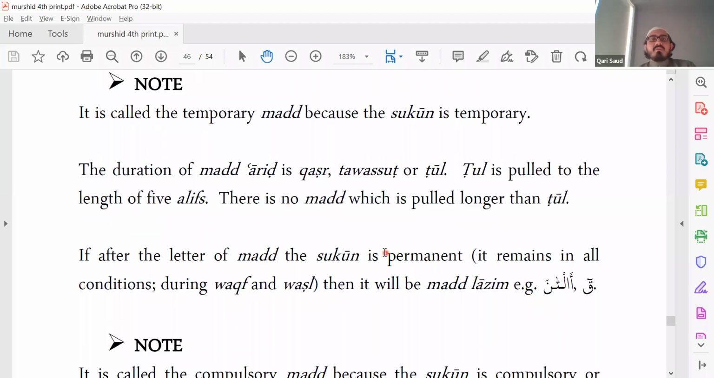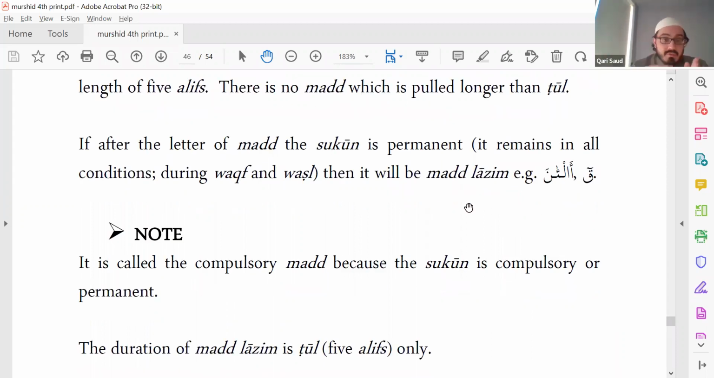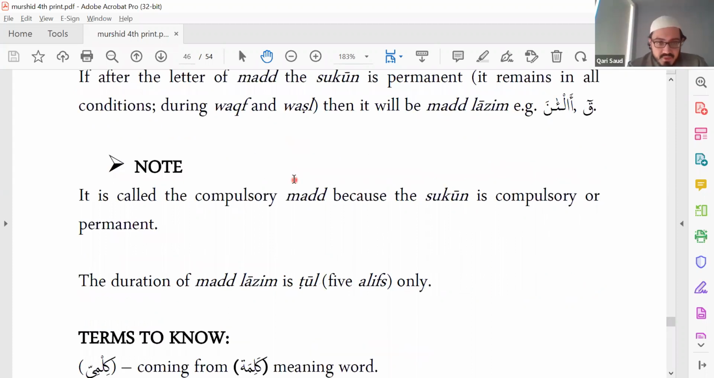So there is no mad which is longer than tul. Now, if after the letter of mad, the sukun is permanent, it remains in all conditions during waqf and wasl, then it will be mad lazim. Example is qaf or al-ana. It doesn't matter if you stop or you go forward, it's going to be there all the time. That's called mad lazim, the compulsory mad, because the sukun is compulsory or permanent.